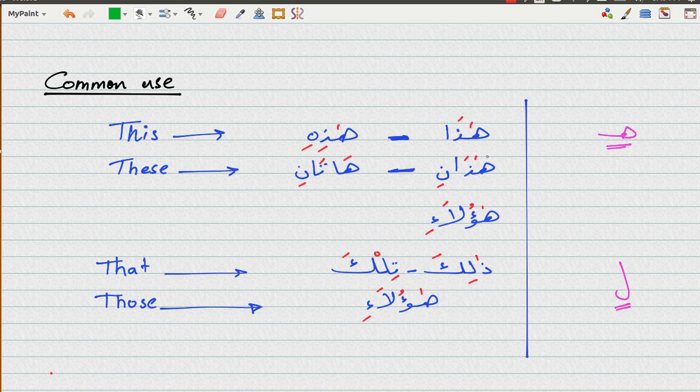Again, whenever you see the small thing here, it's like an alif. So you say هؤلاء and not هؤلاء, or here, not هذا, it's هذا. Okay?